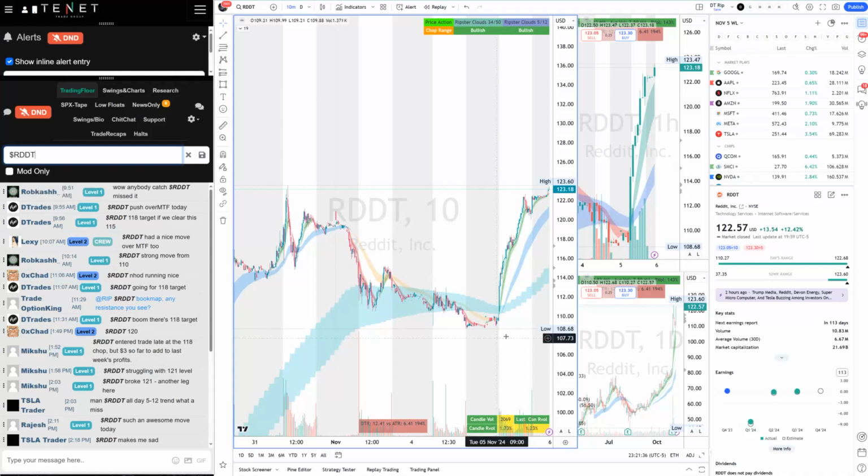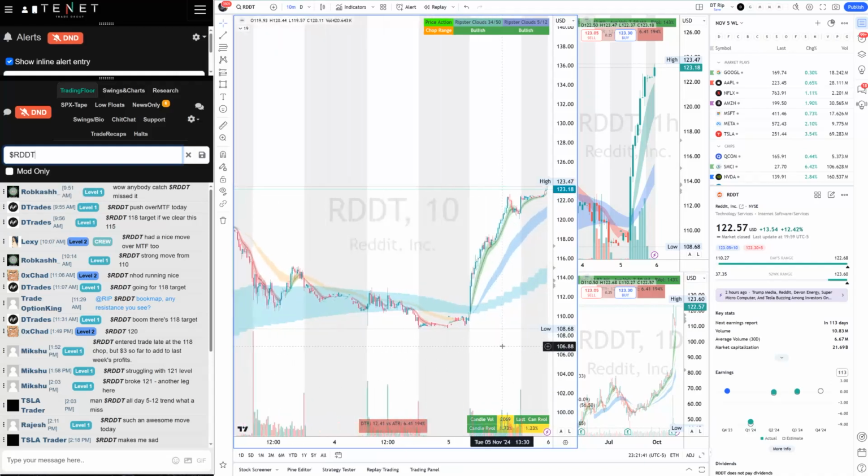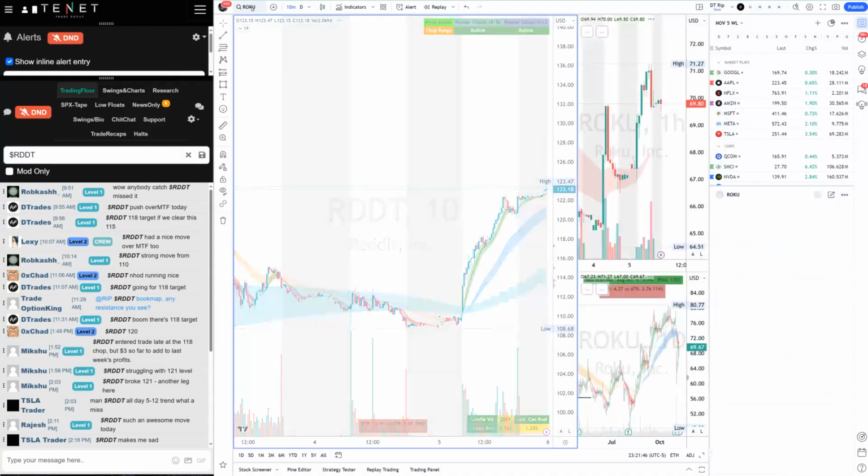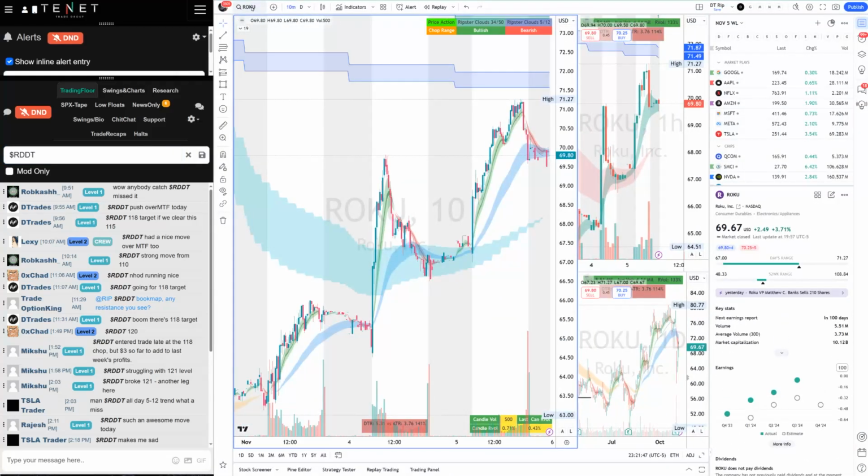RoboCash, D trades, Lexi, and Reddit ran from 112 to 123. It ran 200% of its ATR. And it was not just Reddit. A lot of these small caps were running today. Roku was running today. It was overall just a super duper bullish day on the market.